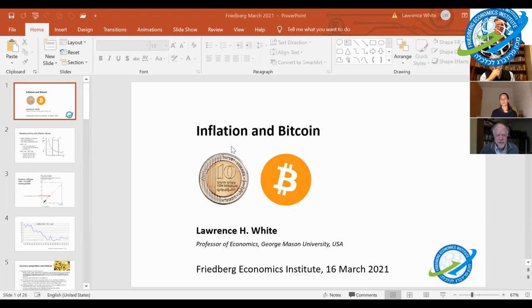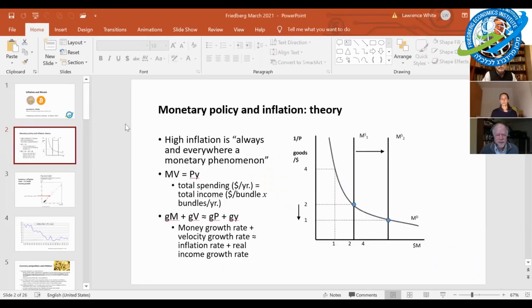Let me start with the basics of inflation. In theory, we have what's known as the quantity theory of money. A better name would be the quantity of money theory of the price level. It gives you the result that Milton Friedman famously expressed by saying inflation is always and everywhere a monetary phenomenon.